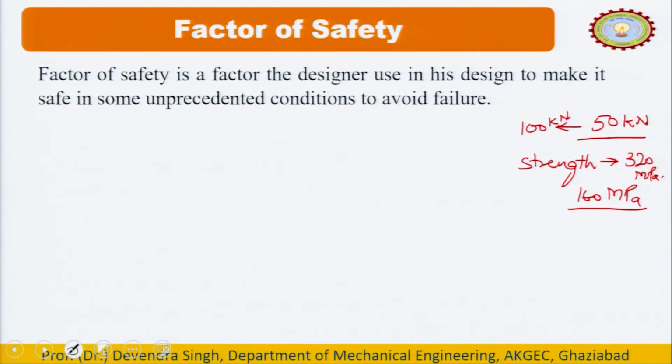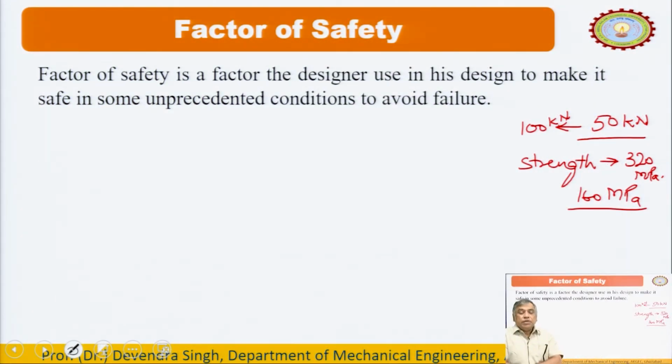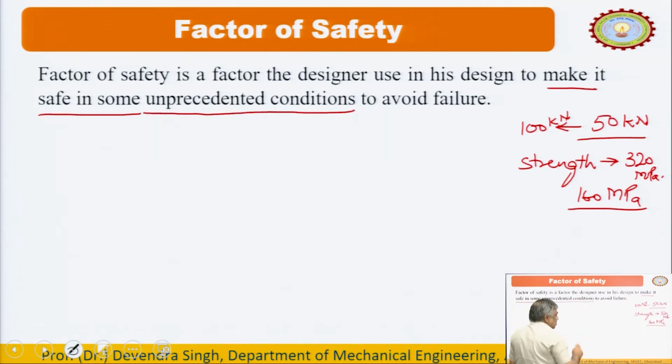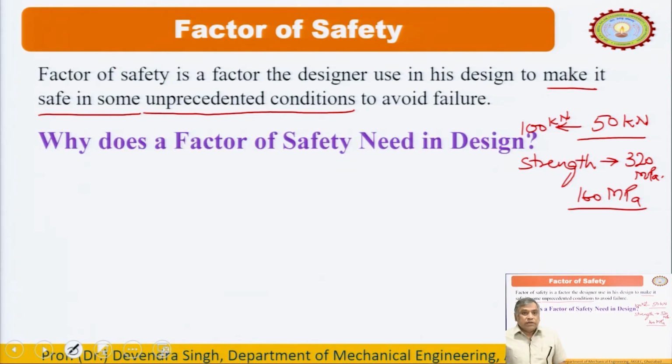I have discussed what a factor of safety is. It is a number the designer uses in the design to make what you are designing safe against unprecedented conditions. Unprecedented conditions: your load increased, while using the material rusting happened, the dimension reduced, or some mischievous person came and tried to operate a machine with excess load, that is unprecedented. Accidents on roads are unprecedented. In those also we use all this factor of safety.